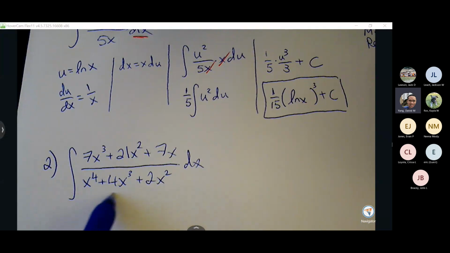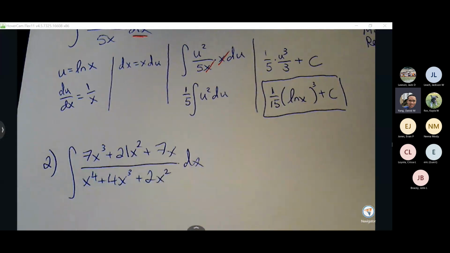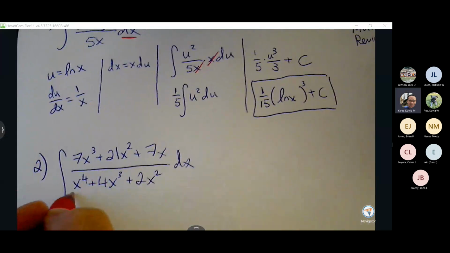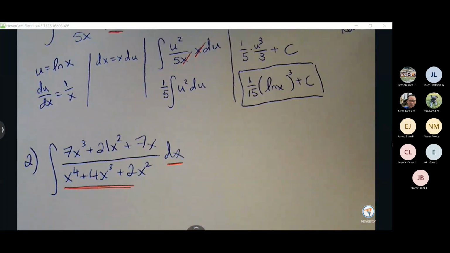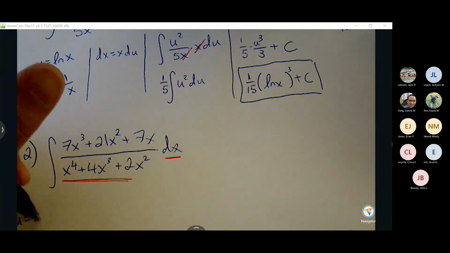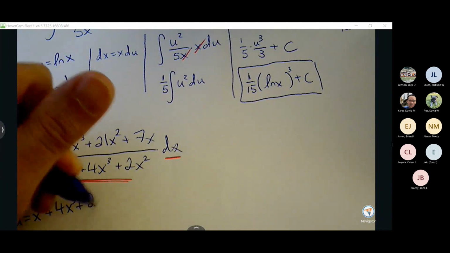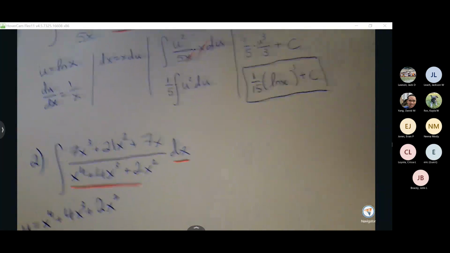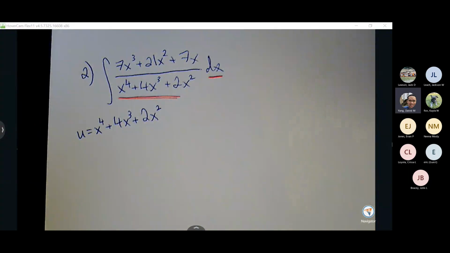The entire denominator being the u value could be a good fit because the degree is one higher than the one above it. So we know that x to the fourth becomes x cubed becomes x squared becomes x to the first power. That should be a nice fit. So let's try that. U dx.